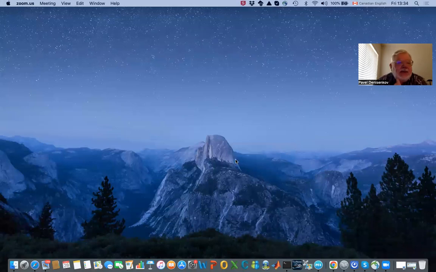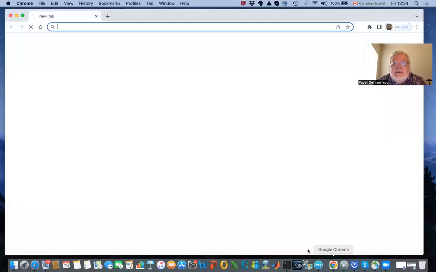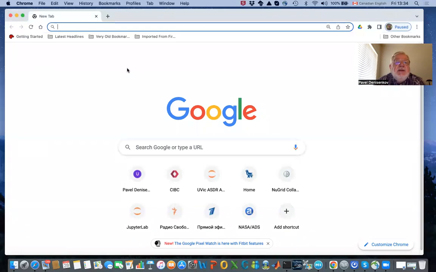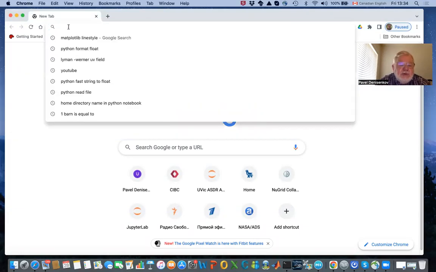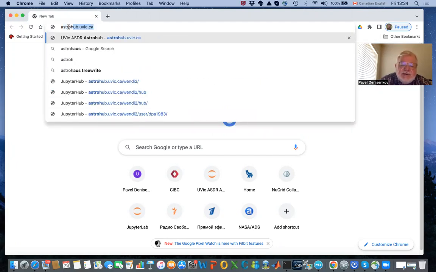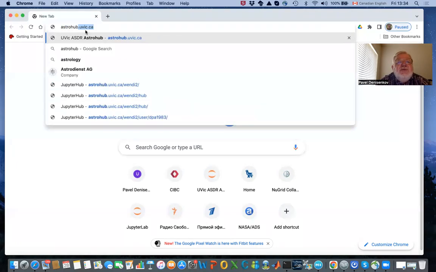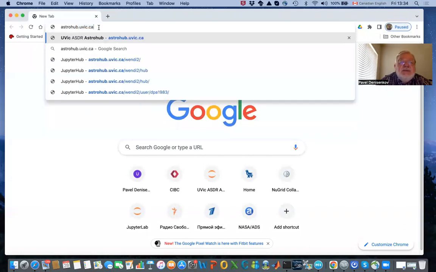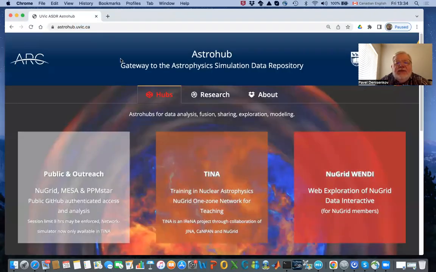Here's an empty screen, and as the instructions for the CaNPAN project tools explain, we recommend to use the Google Chrome browser. Okay, so I have opened the Chrome browser. Then you go to the AstroHub server, astrohub.uvic.ca. You know this, right? Okay, and you will find yourself here, right?